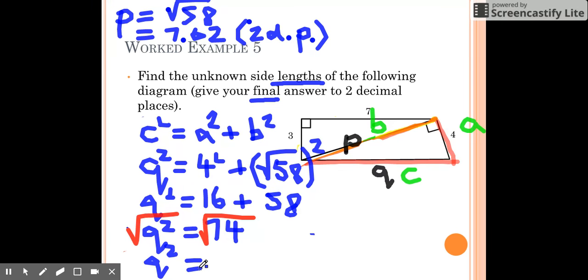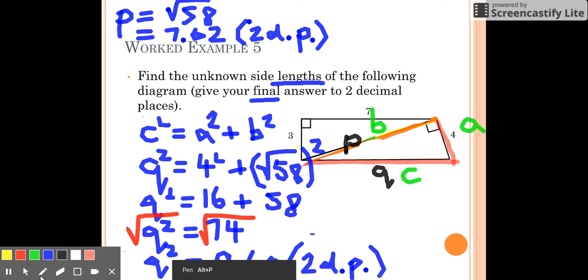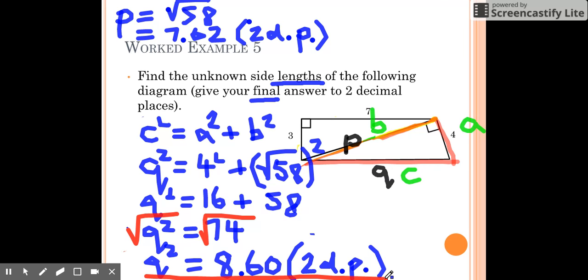is 8.6023. So I'm going to take the first two decimal places, 8.60. Look at the next one, which is a 2. That doesn't round me up, it rounds me down, so I'll keep it 8.60 to 2 decimal places. And that's the end of that, so I'll underline my answer to show you that I've finished.